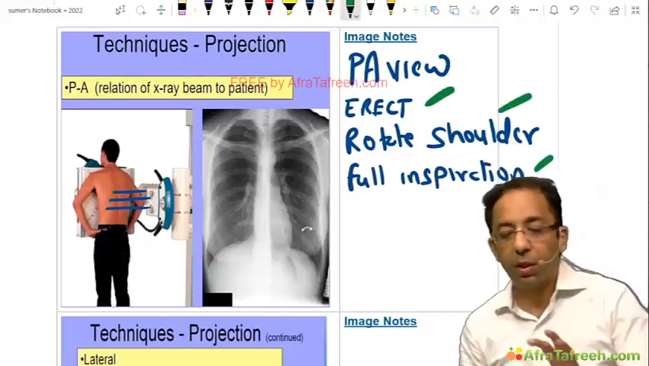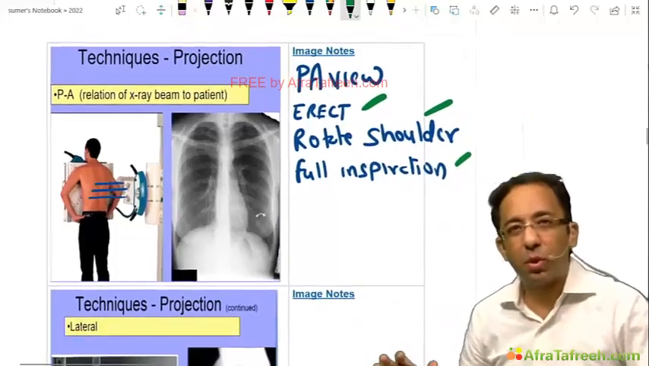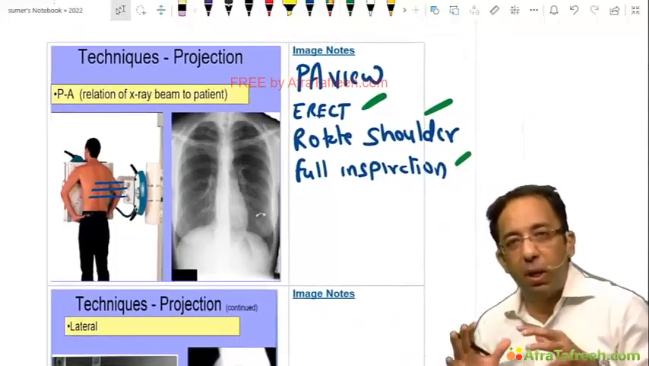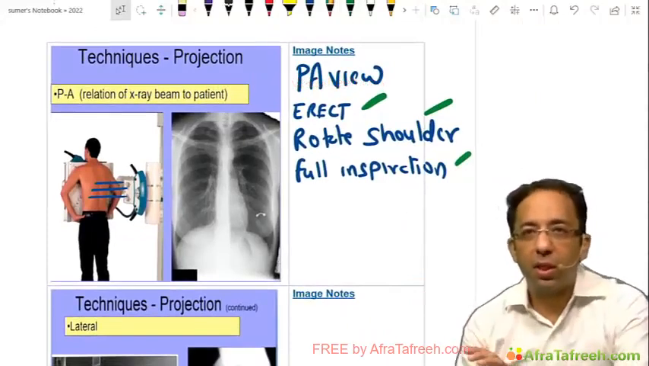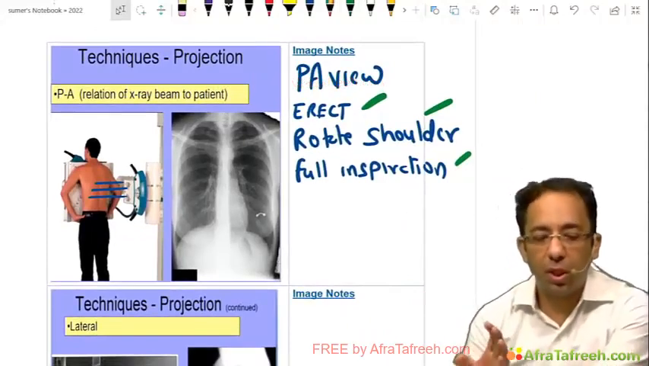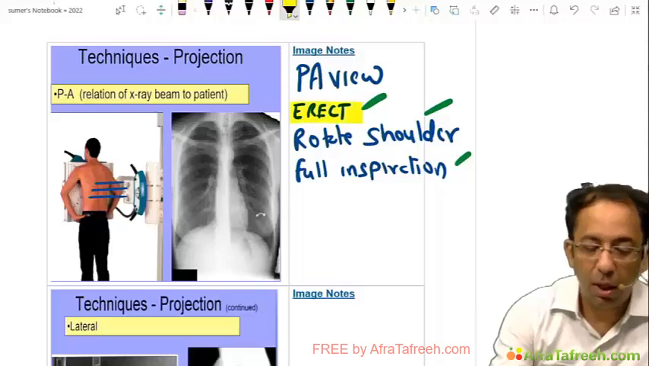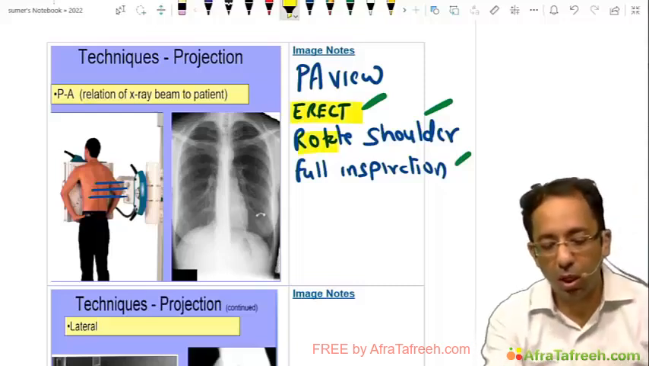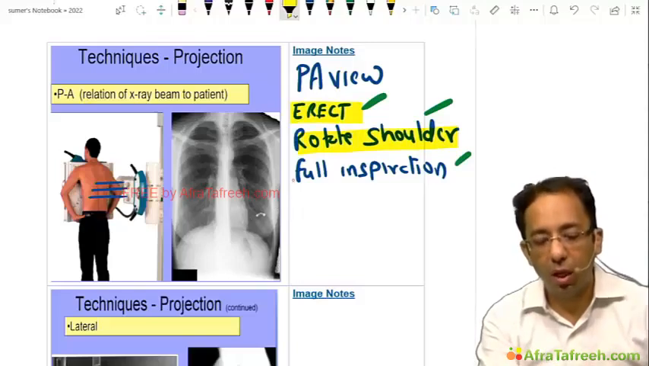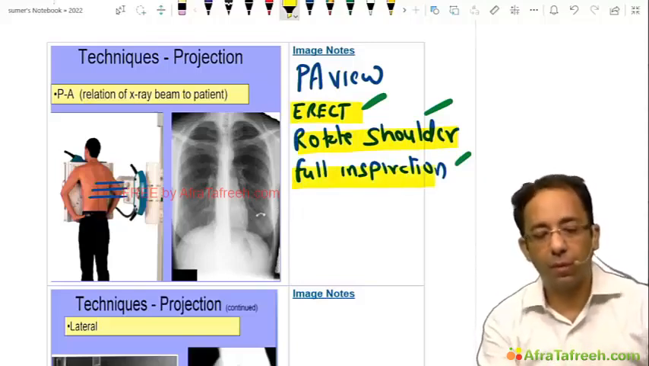I'm repeating, nothing of this is an MCQ. It is very basic, and I'll build it up. But can you answer? Chest X-ray PA view is done in erect position, shoulders are rotated, in full inspiration.